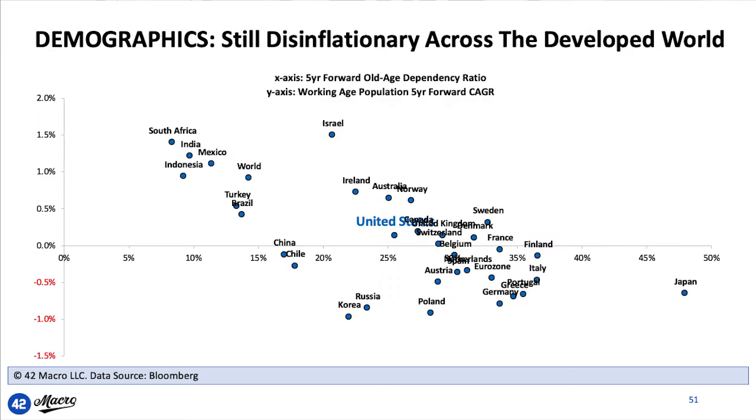On slide 51, transitioning to our cyclical and secular forces framework, starting with demographics on the secular side. It's still disinflationary across the developed world. What I'm showing here on the x-axis is the 5-year forward old age dependency ratio. The y-axis shows the working age population on a 5-year forward CAGR basis. You look at the bottom of the chart there, it's the world. This didn't change. We have all these complications and dynamics stemming from COVID, but none of this changed. So this is the backdrop from an inflation perspective that we have to respect and keep in mind. Again, 5-year forward, not 5-year backwards, 5-year forward dependency ratio, 5-year forward working age population growth. This is where the world is still headed. So we want to keep that in mind.